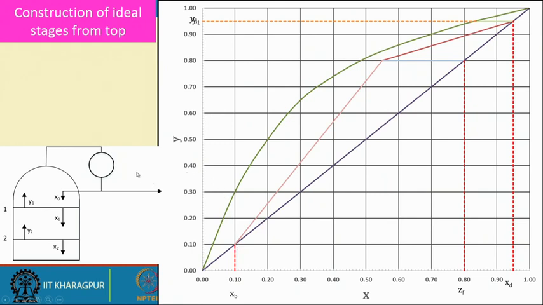Now, let us move on to construct the number of stages through the staircase construction, about which we learnt in the theory. Now, here first we see how this column looks like, that here the vapor is coming out from the column with a composition of Y1, it is getting condensed, and in this case this condensation may be partial or may be total.